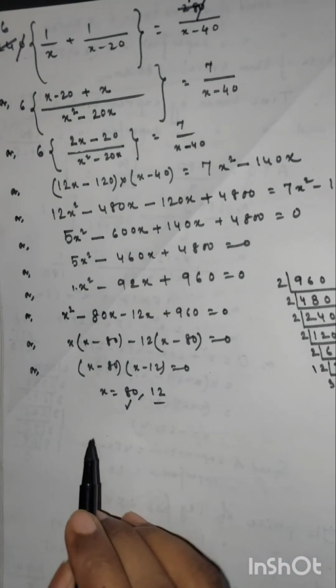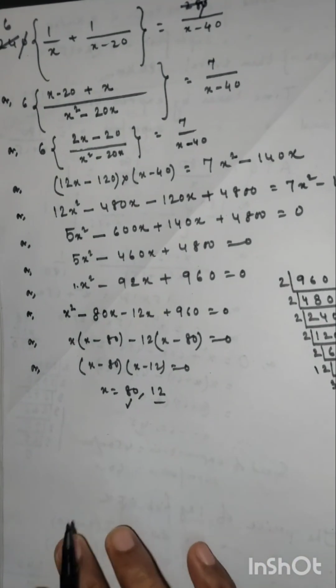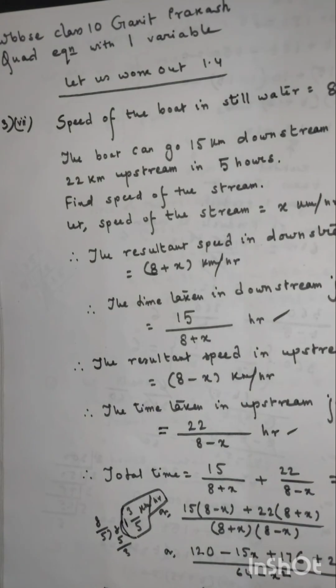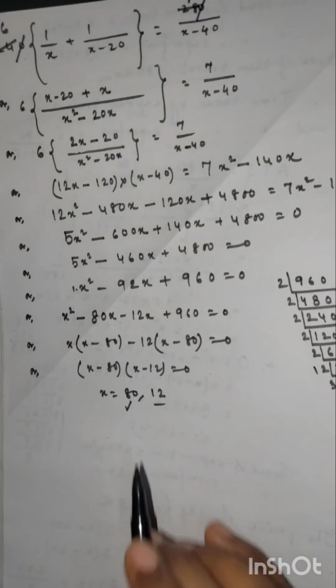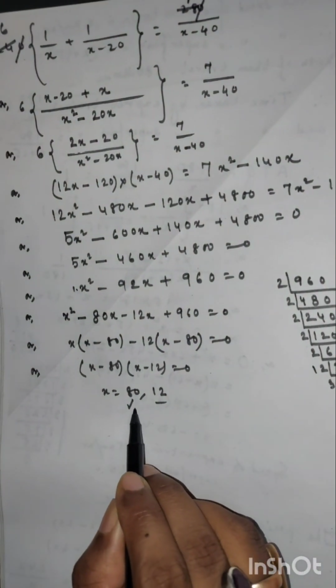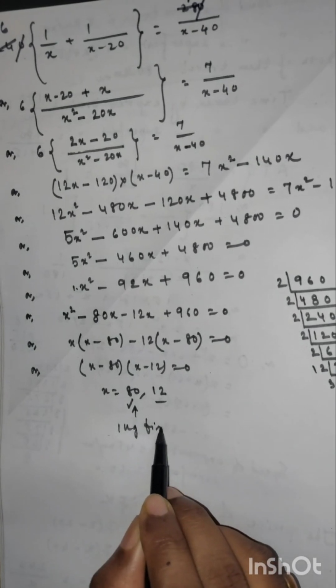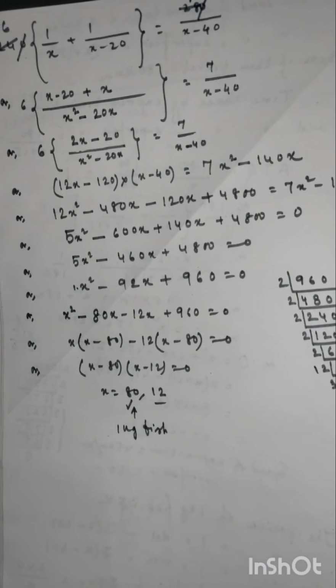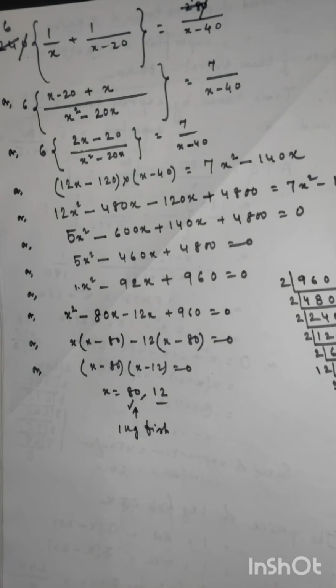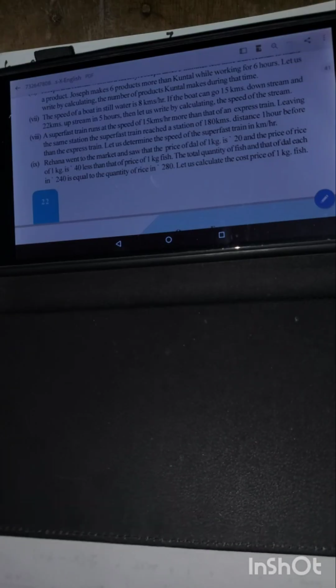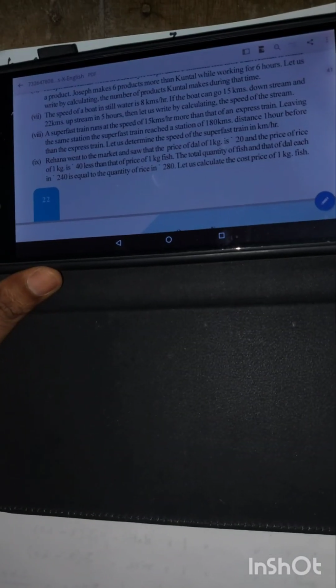Okay, therefore this is the price of fish per kg. Rupees 80 is the price of 1 kg fish. Let us proceed to the next part of this chapter.